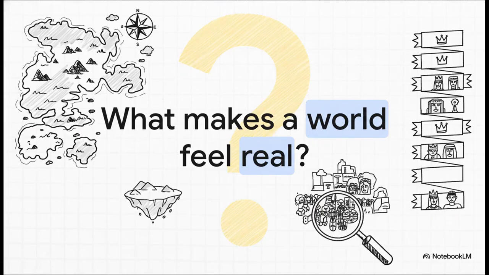So what is the secret sauce? What makes a world feel truly alive? Is it a giant sprawling map with every single coastline drawn out, or a 1,000-year timeline of kings and battles? We tend to think that more detail equals more real. But the truth is actually a little bit surprising.